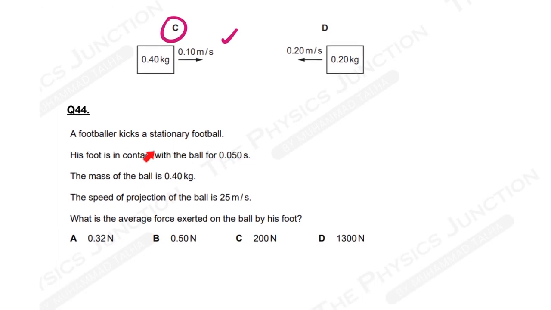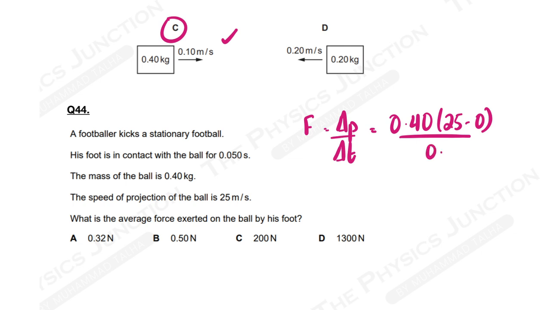A footballer kicks a stationary football. His foot is in contact for this much time. Mass of ball is this much. Initially it was stationary. The final speed is this much. You need to find the average force. So rate of change of momentum. So mv minus mu, 0.4. v is 25. There is no u here. And the time is 0.05 seconds. And the force turns out to be 200 newtons.